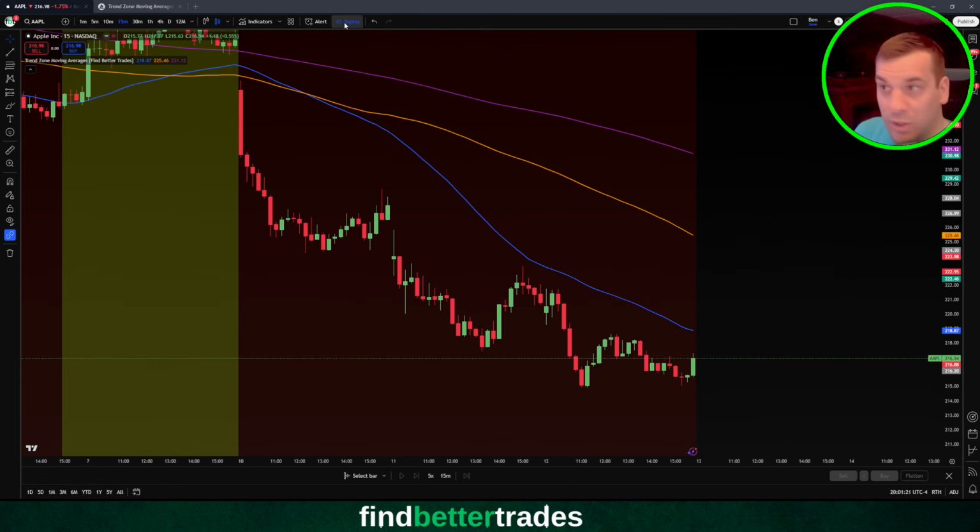And you can even use this replay feature. I think this might be a premium feature on TradingView, but I really like to go back in time and backtest strategies in different ways like that. So it's pretty cool.